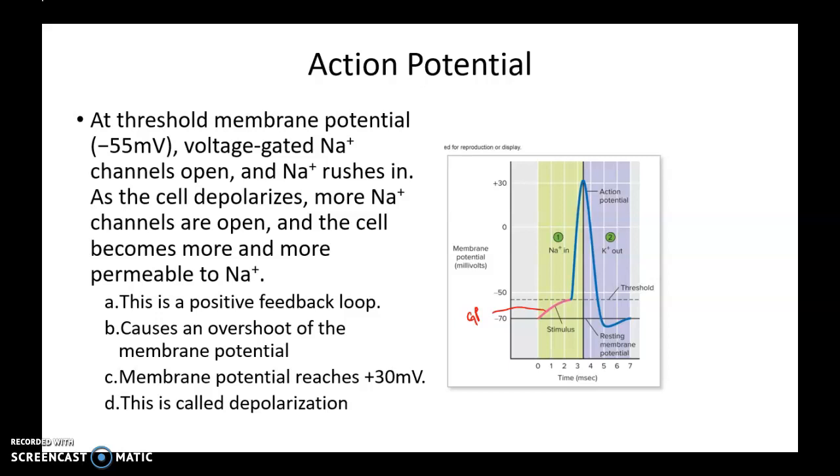As the cell depolarizes, more channels open, and this is like a positive feedback loop. And this causes an overshoot of the membrane potential to +30, as we see. And remember, membrane potential reaches +30, and this is depolarization. So when sodium is in, do you see number 1, sodium in? This whole part is depolarization.